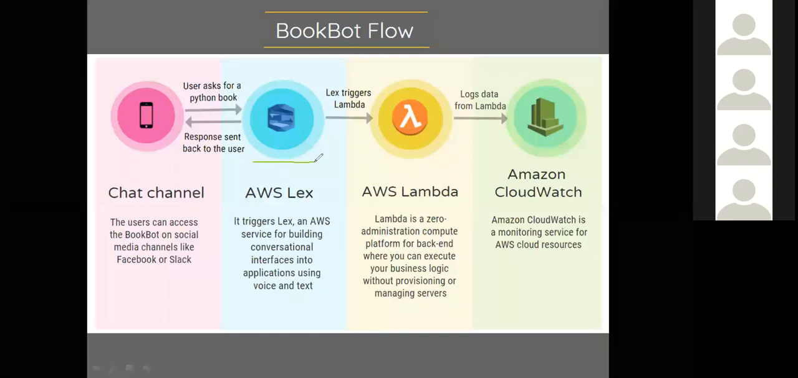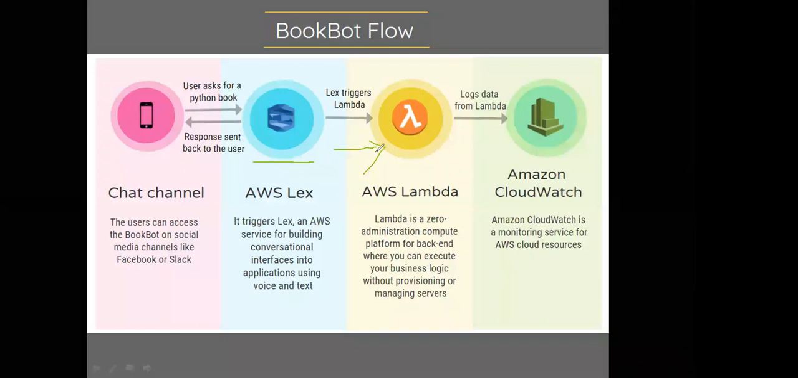Only if Lex understands what the user is typing, it will go to Lambda. Lambda is nothing but where my Python program is. And in this Python program, as I showed you, it takes Java or Python as the input, and it will give you the list of books. That is actually sent back to Lex, which is again sent back to the user.